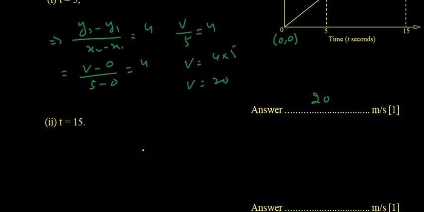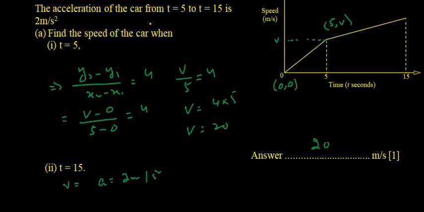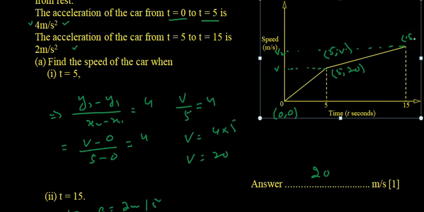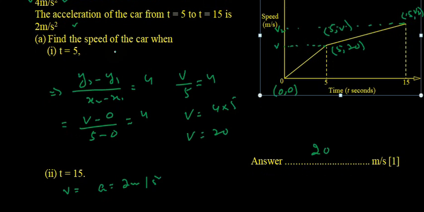Now the part 2. In the second part, the time is given as 15, and we have to find the speed V when the acceleration is 2 meters per second squared. Now at T equals 5, the speed is 20, as we have calculated. Now this is V2. The coordinate becomes 15 and V2. Again we find the slope, and it is equal to 2.